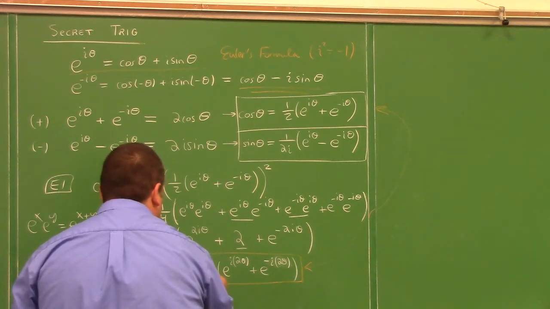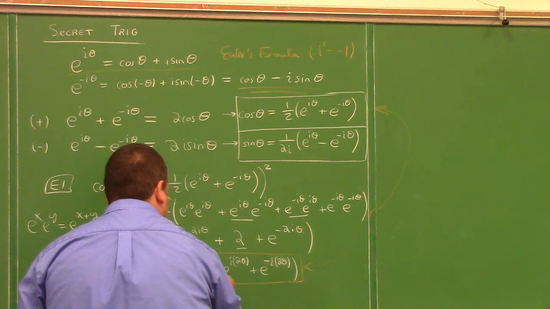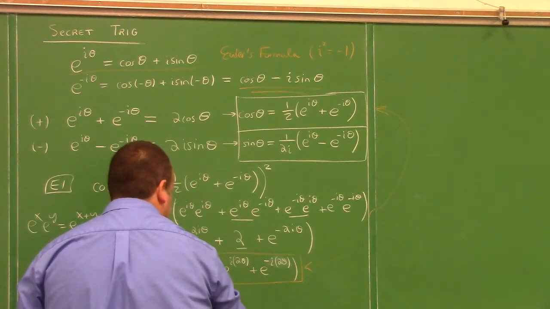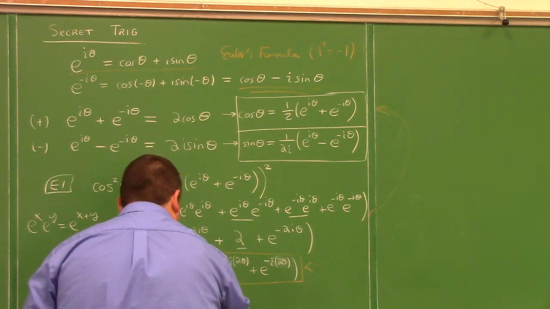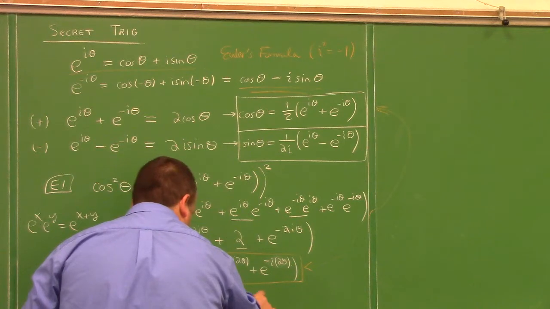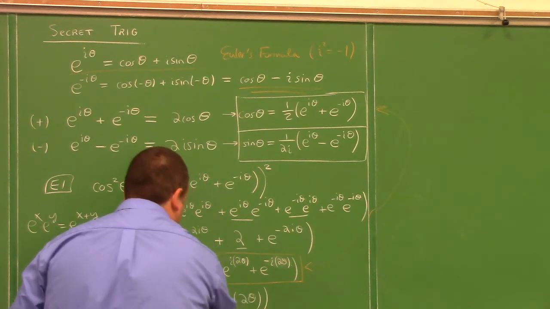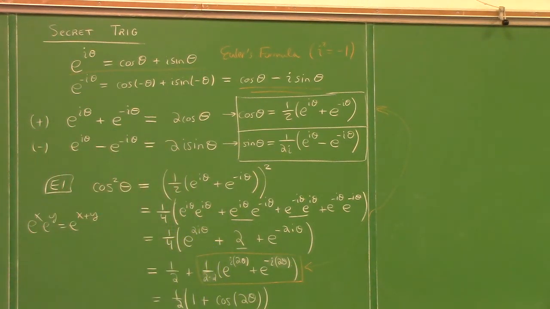Good grief, I've lost my half. This is supposed to be a quarter, right? So that's a half times a half. So I still have 1/2 left over. So I have 1 plus cosine of 2 theta. That cosine squared theta equals 1/2 of 1 plus cosine 2 theta.